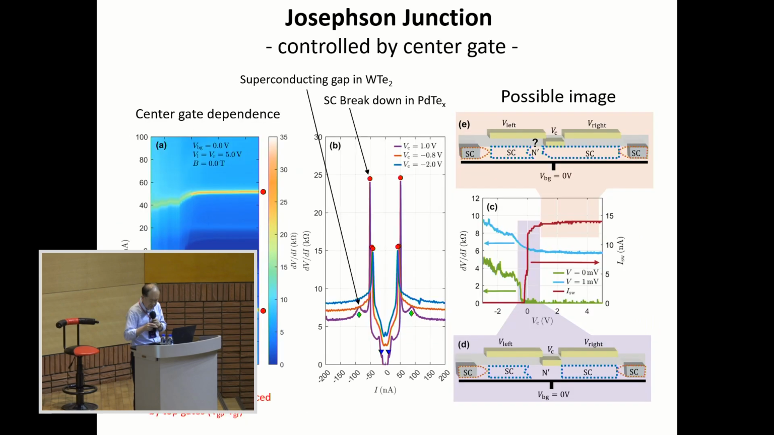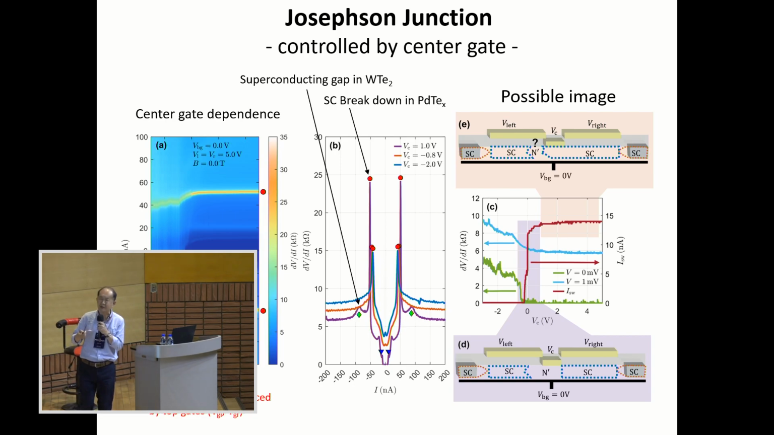The actual device behavior is so complicated, but simply speaking, we could see the supercurrent here, like this. The resistance is 0, and we could induce superconductivity by the left and right gates. And you see this region, the resistance is 0. So we could see a very small supercurrent.